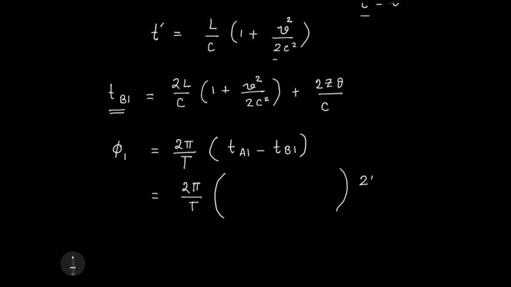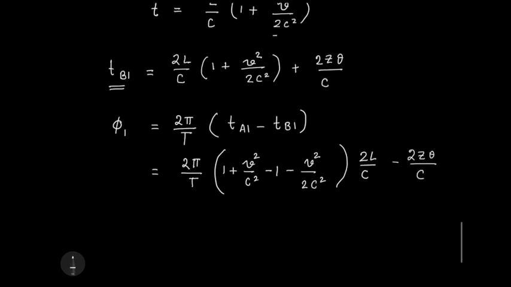TA1 was 2L by c into 1 plus v square by c square, and TB1 is over there, and I have that 2 minus 2z theta by c. Yeah, this. Fine, so one cancels out. So let me write it down in terms of lambda maybe, or okay, let's keep it in terms of t for the time being.